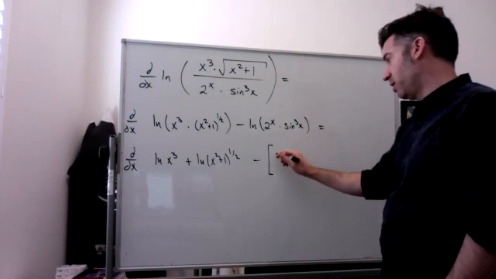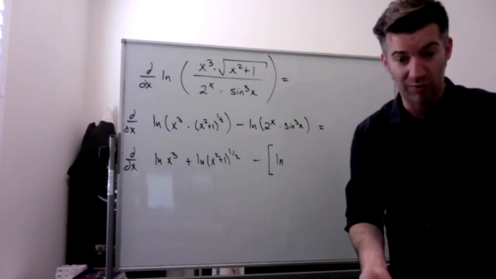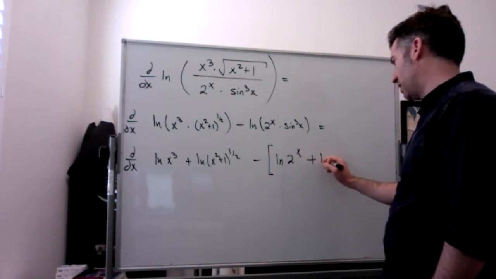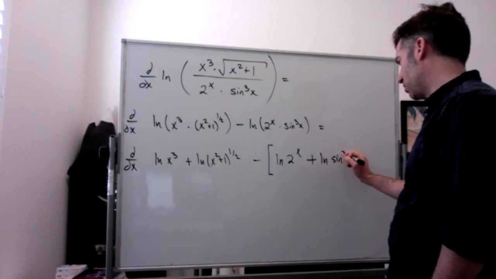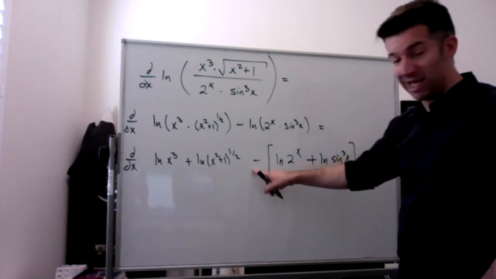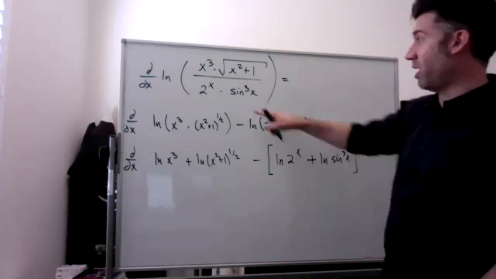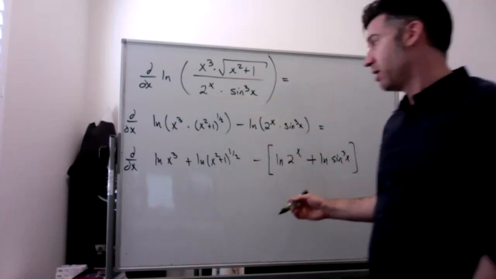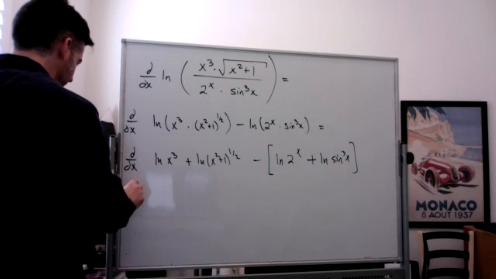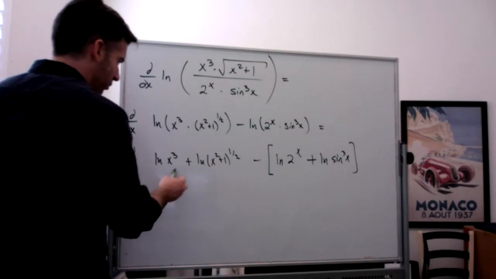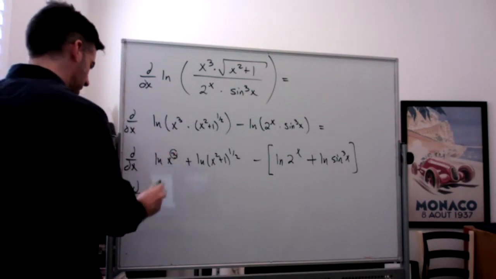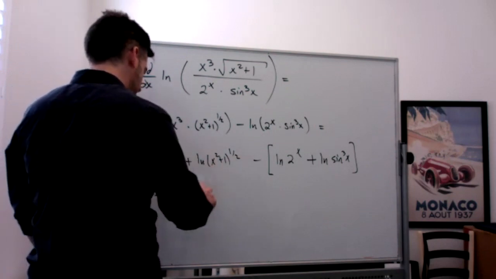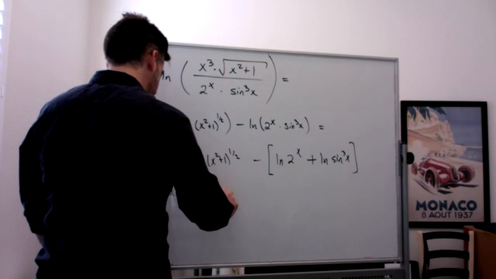If I break this up using the product rule for logarithms, it's the natural log of 2 to the x plus the natural log of sine cubed x. But this minus sign distributes. So we see that both the pieces on the bottom will in fact have negative coefficients. And then one more simplification, which I do recommend you do: all the simplification, bring down the powers. This 3 comes down, 3 natural log of x, plus this 1/2 comes down, 1/2 natural log of x squared plus 1.